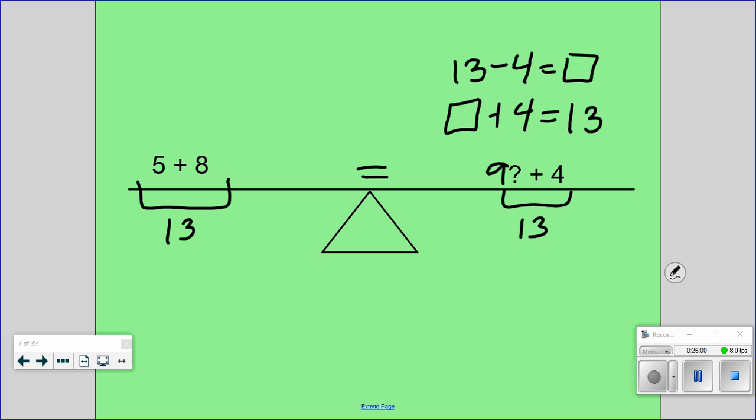Alright, we have some practice problems. I'm going to go ahead and give them to you to glue into your notebook.